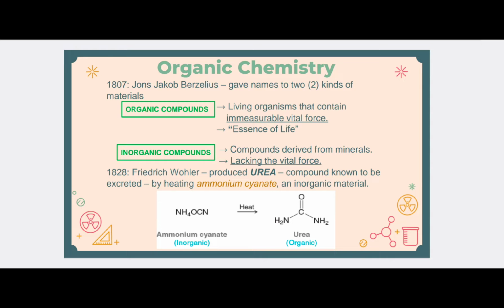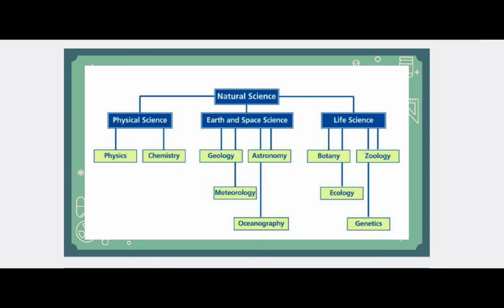In 1828, Friedrich Wöhler produced urea, a compound known to be excreted by living organisms, by heating ammonium cyanate, an inorganic material: NH4OCN plus heat gives H2NCONH2, urea, an organic compound. For the first time, an organic compound had been obtained from something other than a living organism and, certainly, without the aid of any kind of vital force.